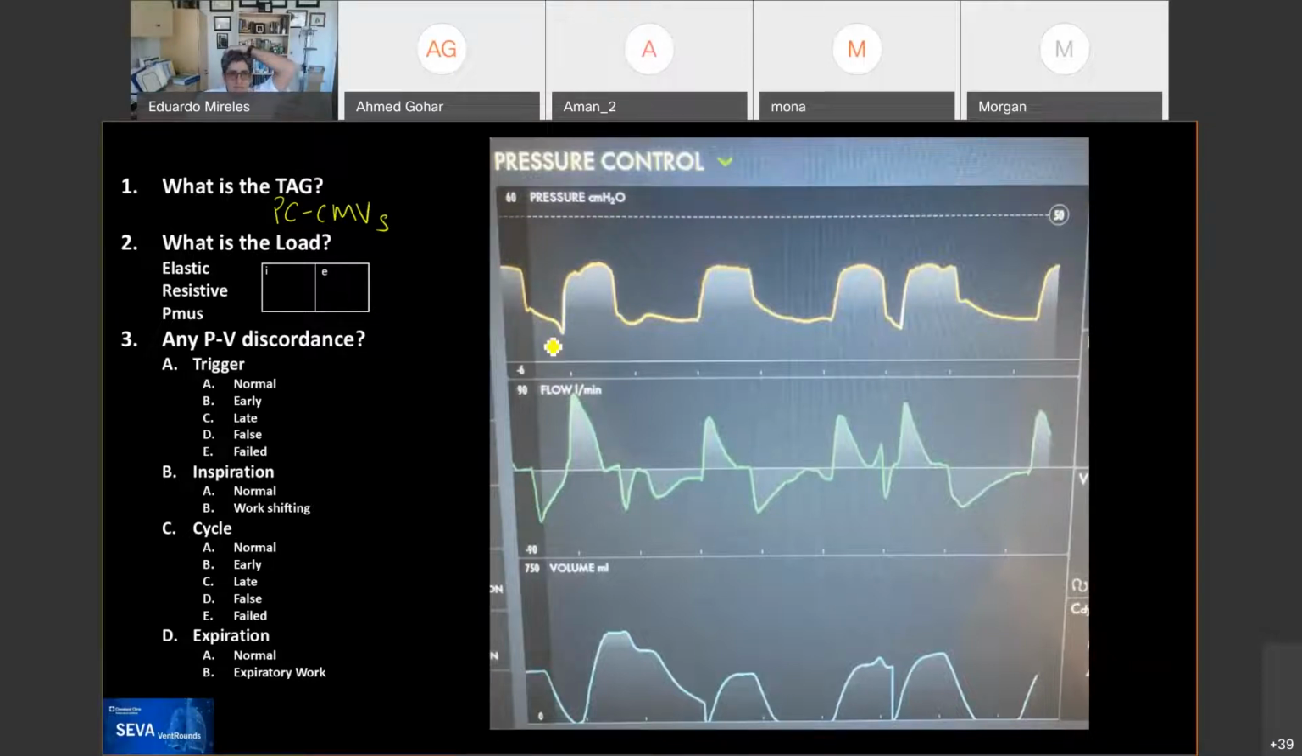So the load, I would say, I'm going to look at the second breath, which seems like a totally passive, machine-triggered breath. Looking at this one, the time constant seems pretty low. I'm going to guess elastic during inspiration. Expiration, trying to find a totally passive one is difficult. Maybe the last one is totally passive. It looks about okay, maybe 1.2 seconds. So I'm going to guess elastic in this one too. For PV discordance for the trigger, I see a few missed triggers on the flow profile there. So failed trigger.